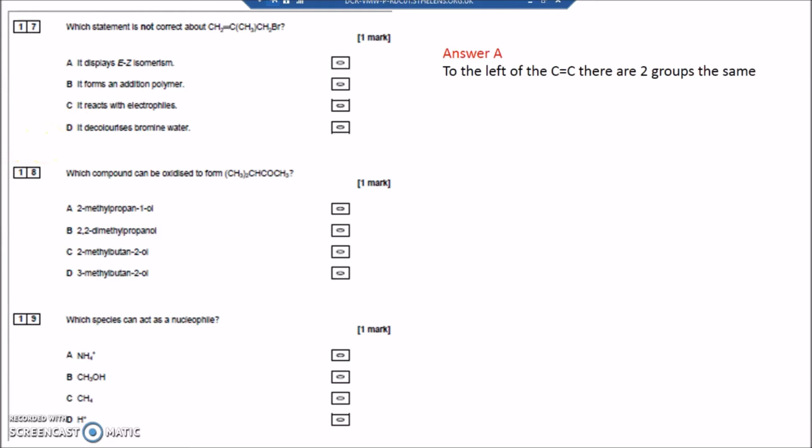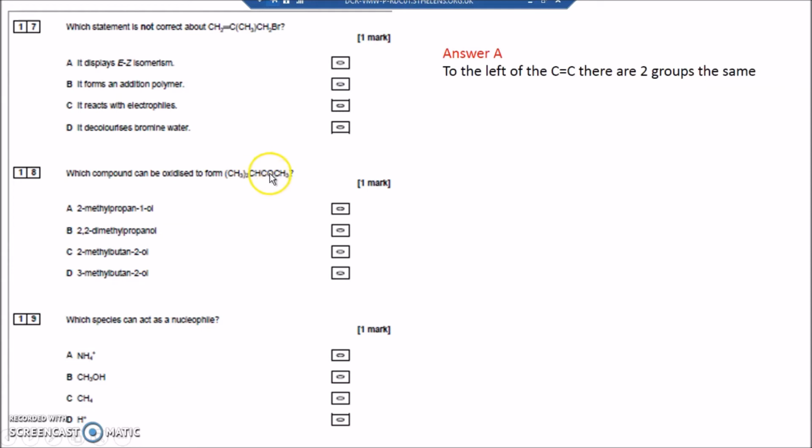Let's just check through then. Forms an addition polymer. Yeah, the double bond could break and form single bonds, and they could add together to make a long polymer chain with single bonds. Reacts with electrophiles such as HBr, yes, it could undergo electrophilic addition with something like HBr, which could add across the double bond. Decolorizes bromine water, yes, it could turn bromine water from orange to colourless, because that's the test for a double bond. Yes, the answer is A. A is incorrect.